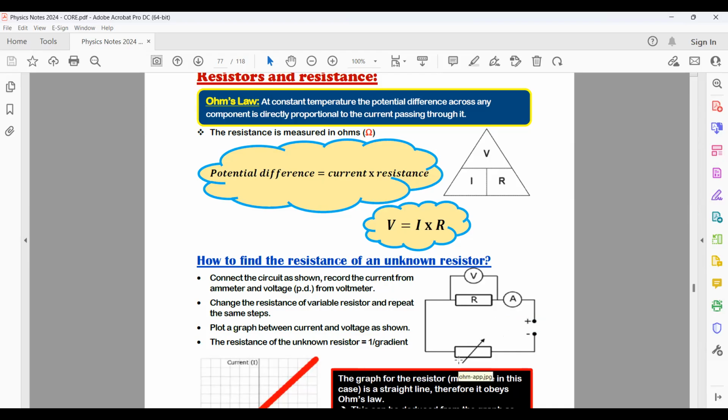I can control the current by changing the resistance of the variable resistor. If I increase the resistance of the variable resistor, the current will decrease. If I decrease the resistance of the variable resistor, the current will increase. So, what are the factors that the resistance depends on?